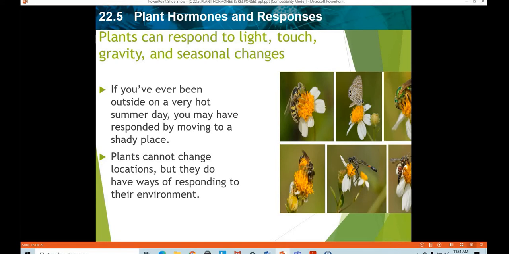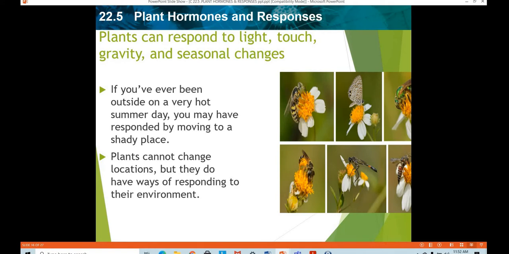Clear. Okay, thank you. So if you have ever touched a hot pan in the kitchen, you likely responded by pulling your hand away quickly, right? And if you have ever been outside on a very hot summer day, you may have responded by moving to a shady spot. While plants cannot uproot themselves and change locations, they have other ways of responding to their environment.